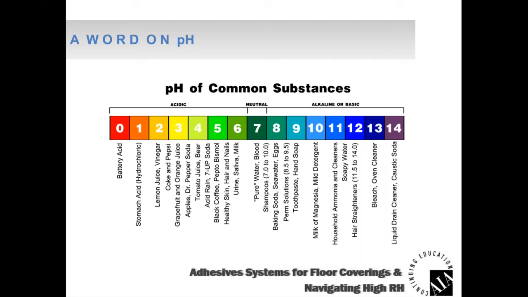Anyhow, going to the other side, pH of 14: liquid drain cleaner, caustic soda, bleach, oven cleaner, very, very acidic. Hair straighteners, ammonia as well. I'm sorry, I just said acidic. I meant alkaline. Liquid drain cleaner, bleach, hair straighteners, ammonia, all alkaline materials.